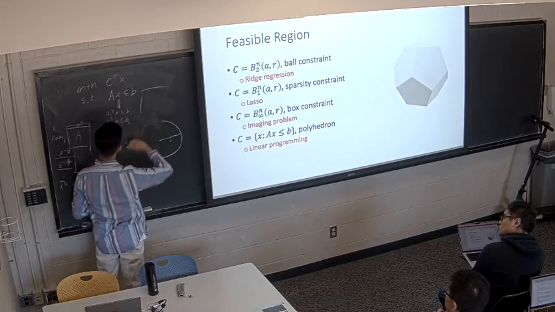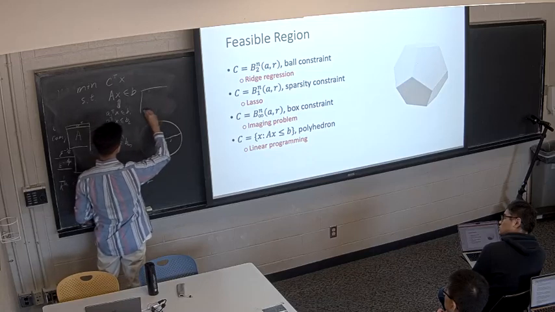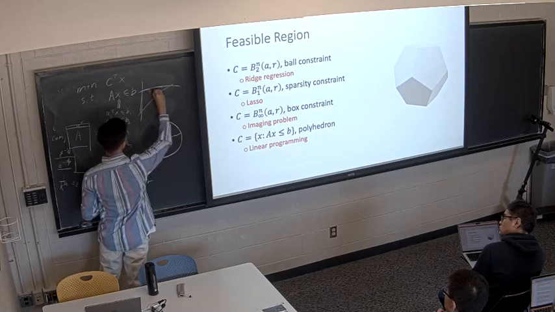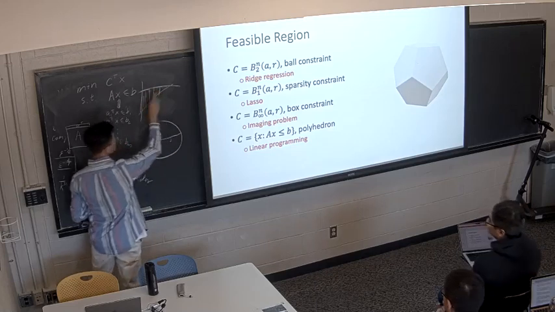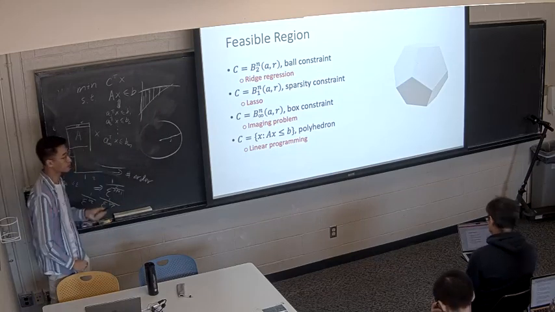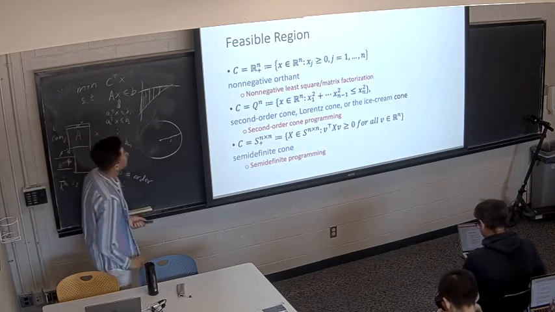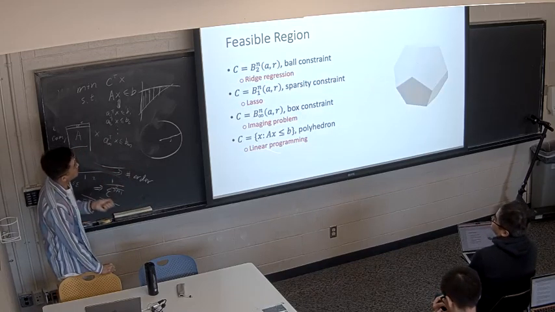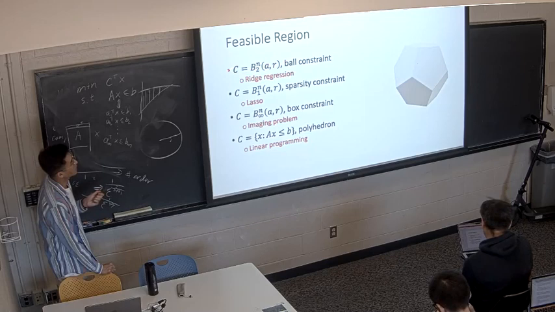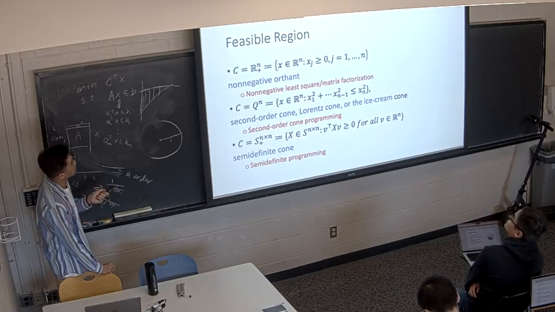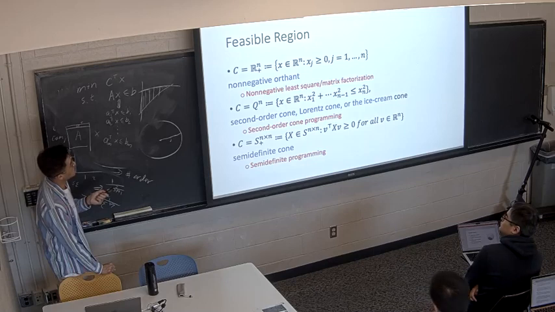In one dimension, or in two dimensions, this can be any feasible region like this. It's basically this feasible region here, but in high dimension, this can be a polyhedron. So these are the examples where C is simply a set. But here, these are the examples where C can be described more explicitly by inequalities.